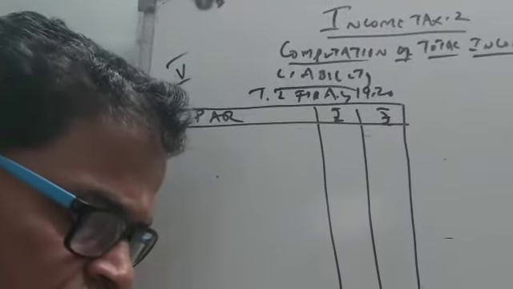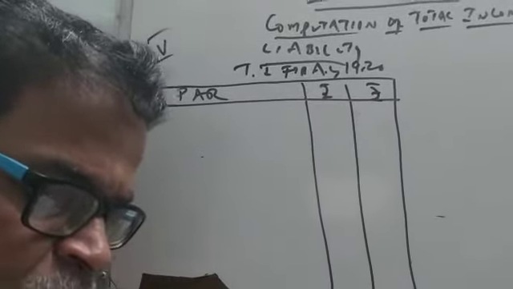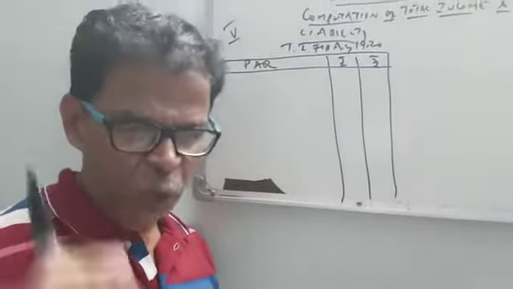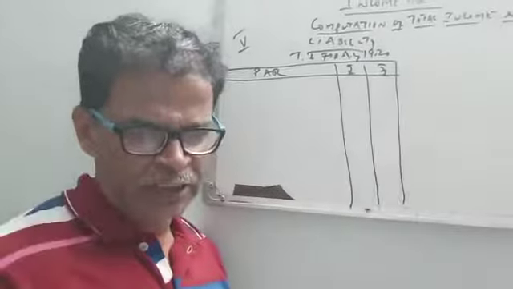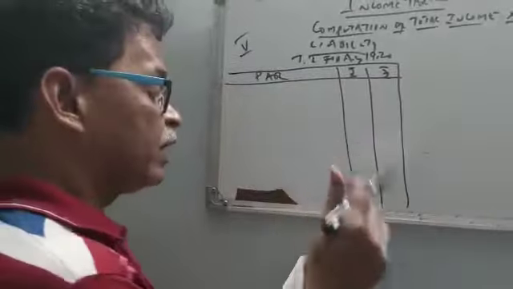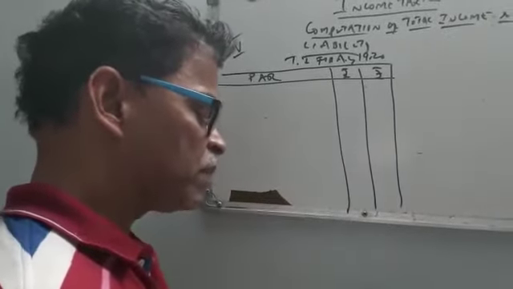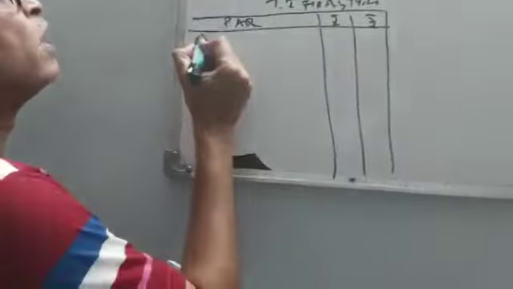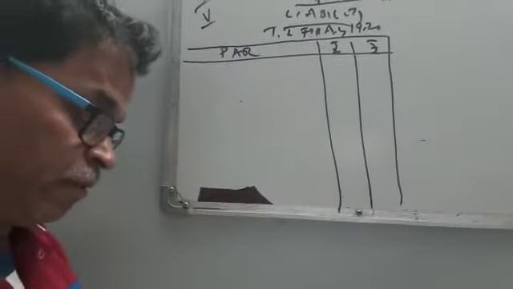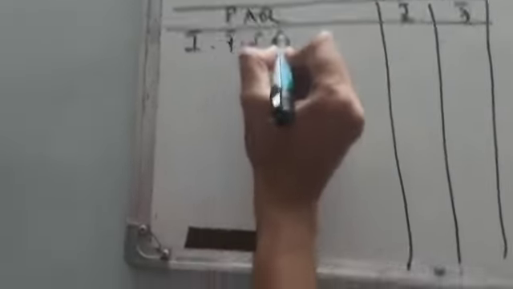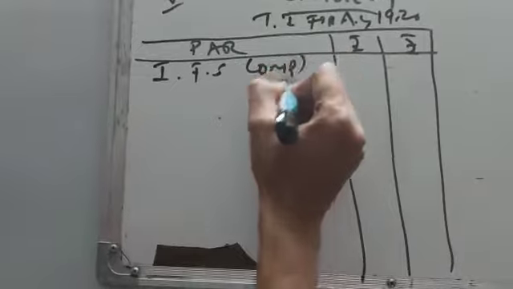He has given the first one, income from salary computed. Now remember, computed means they have already made deductions like standard deduction under section 16(1) and profession tax. We need not calculate again. So we directly put in the format income from salary, in brackets computed. No need to calculate the standard deduction again.